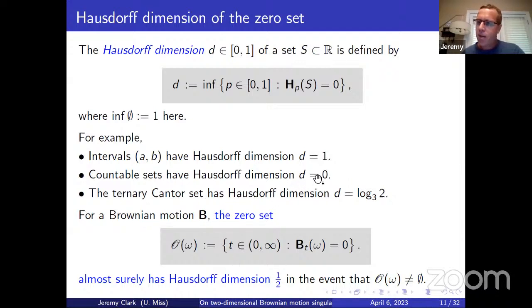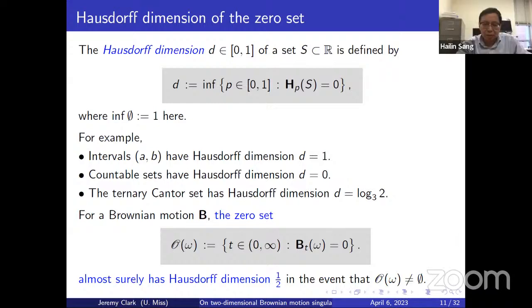Okay, and you can see in particular that it is not countable. It is not like a few points at which the Brownian motion hits 0. It is an uncountable set, otherwise it would have Hausdorff dimension 0. It has a non-trivial Hausdorff dimension. Okay, so that is interesting, it has a non-trivial size.